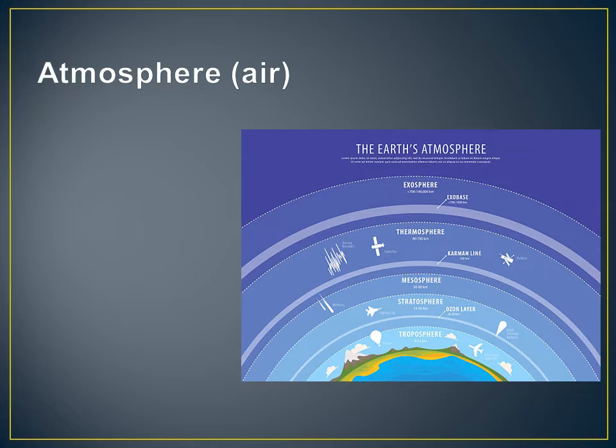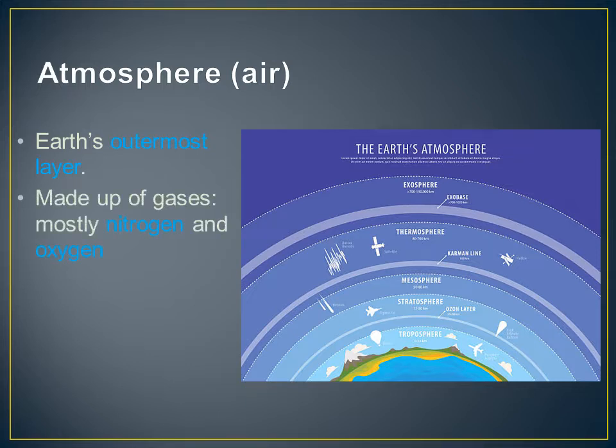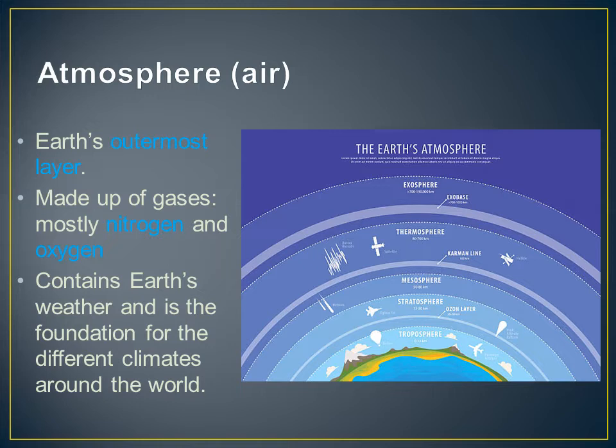Now here we've got the atmosphere. The atmosphere is the scientific name for air, okay? The atmosphere is Earth's outer layer. Okay, we might not think of it as a layer, because you can't really touch it or hold it necessarily, but it is there, okay? It is made up of gases, mostly nitrogen and oxygen, okay? And this contains Earth's weather and is the foundation for the different climates around the world, okay?